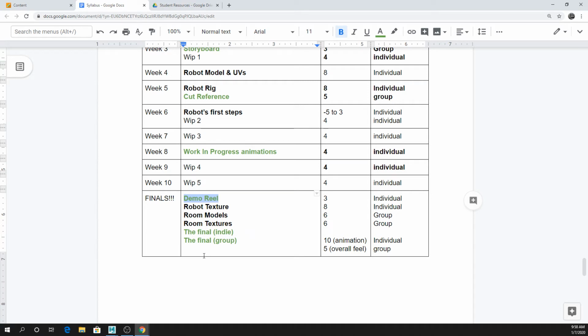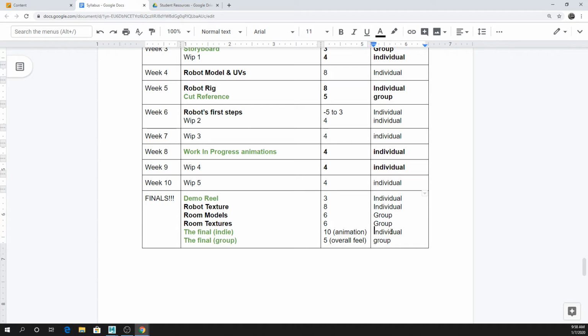So there's this final indie assignment. You're going to submit all of the animation that you did, so not the whole 45-second thing or whatever, just the chunks of animation you did, and I'll look at those and grade the animation individually.